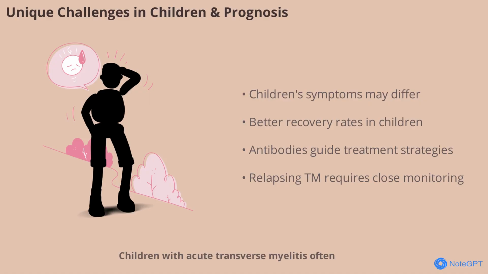Children with acute transverse myelitis often present with symptoms that differ from adults, making diagnosis and management more complex. Pediatric cases can sometimes be mistaken for other demyelinating disorders, which adds another layer of difficulty for clinicians. However, studies show that children generally have a better prognosis than adults, with many experiencing significant recovery within 2 years.